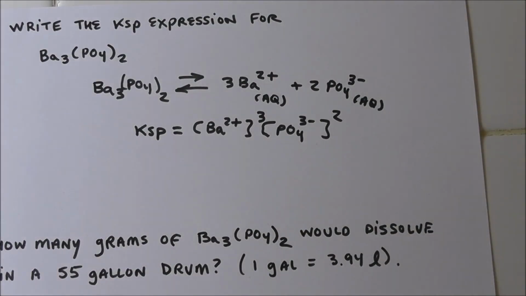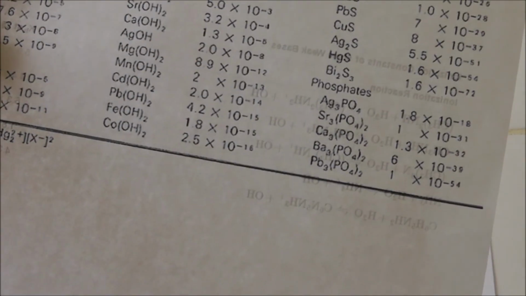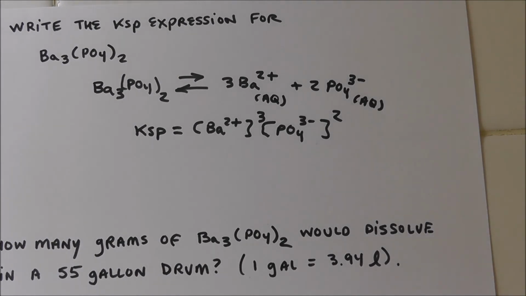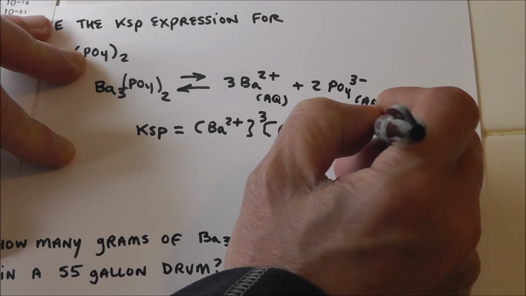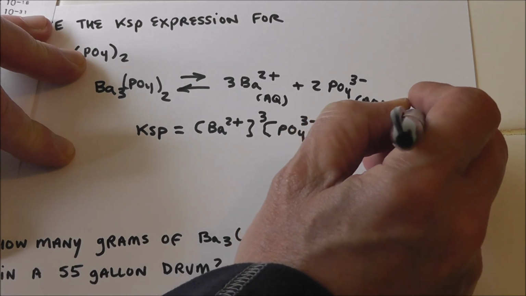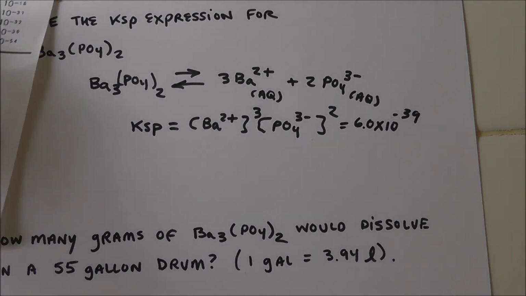Let's go dig up what that number is. That number from your chart, phosphates are down here at the bottom right, is 6 times 10 to the minus 39. It's kind of small. It's very small. I mean, it's not very soluble.